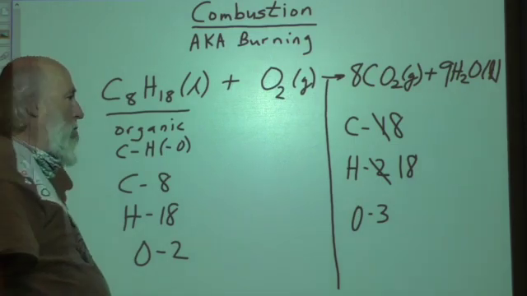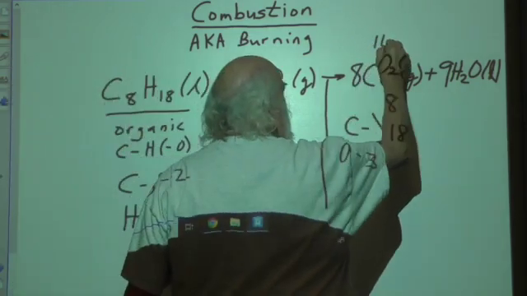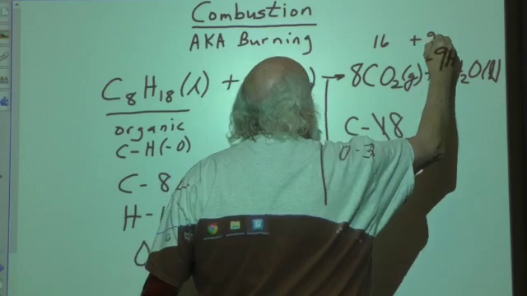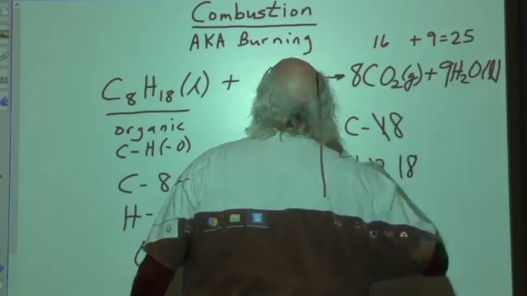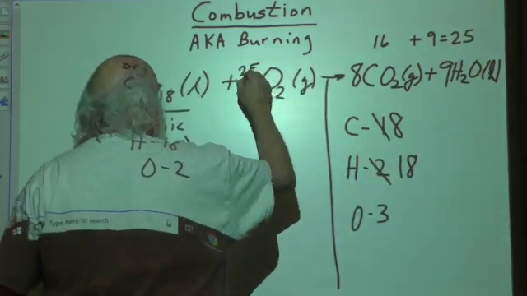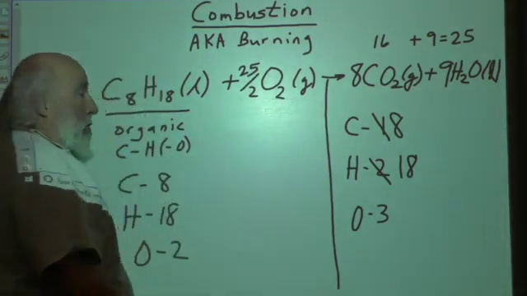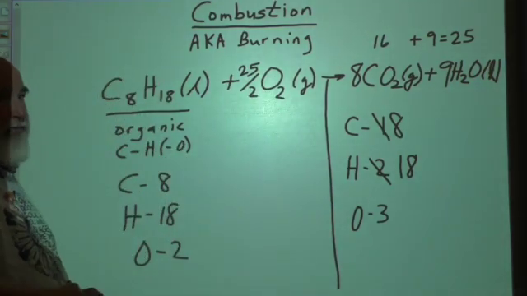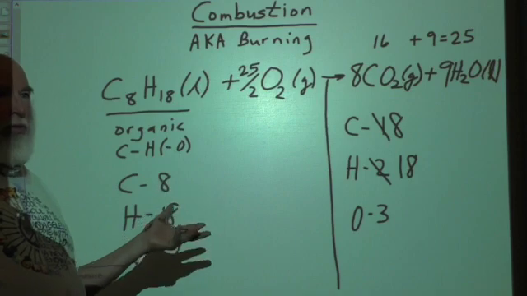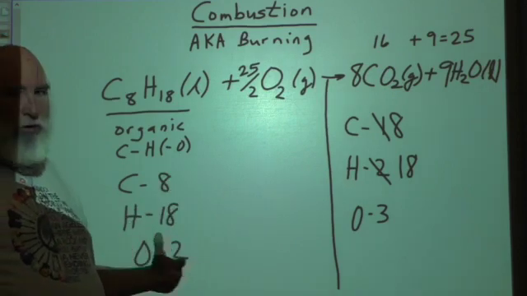The total sum of oxygens then is 16 plus 9, which is 25. So this becomes 25 halves. And that is your combustion reaction. Now, combustion reactions have become pretty controversial recently.